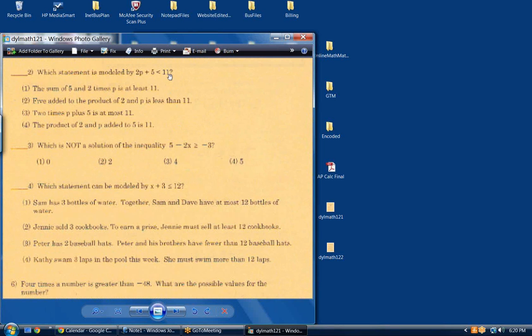Which statement is modeled by that expression? 2p plus 5 is less than 11. Okay. 11 minus 5 is 6, 6 divided by 2 is 3.